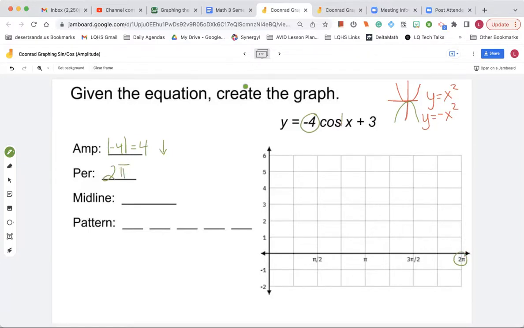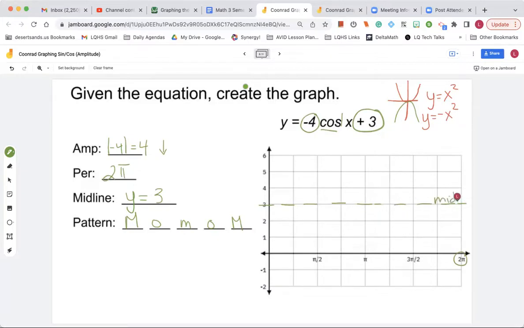Sorry, which is a normal period. And the midline is y equals 3. Okay. So then I look at this cosine and I go, okay, so the cosine pattern starts at the max, goes to the 0 on the midline, min, 0, max. And now I'm going to graph, but there is one tricky spot. So I'm going to go to 3 and I'm going to put in the midline. Great. There's your midline.